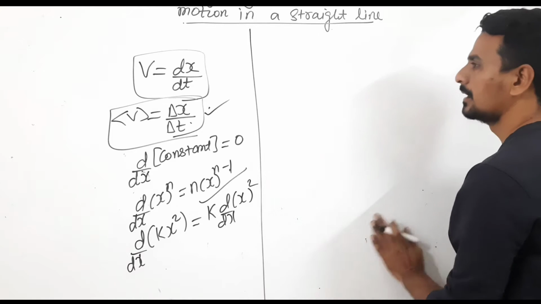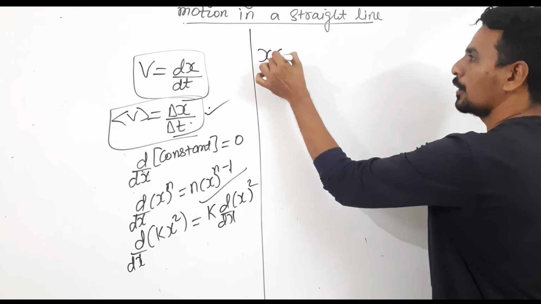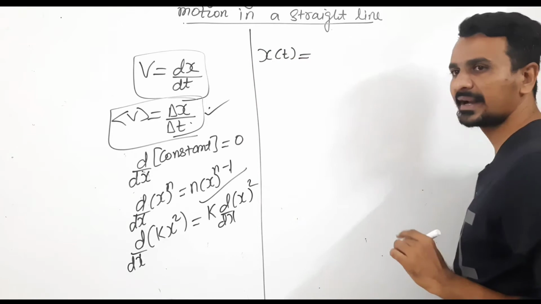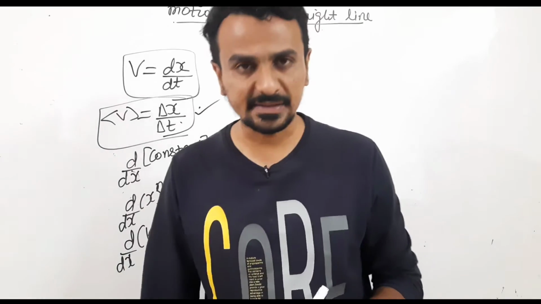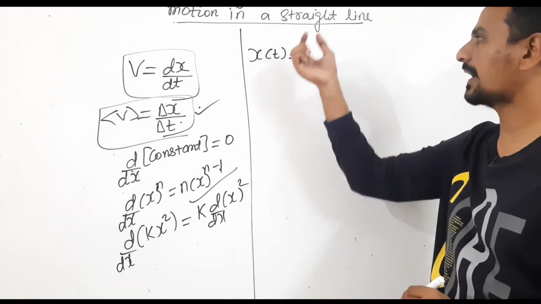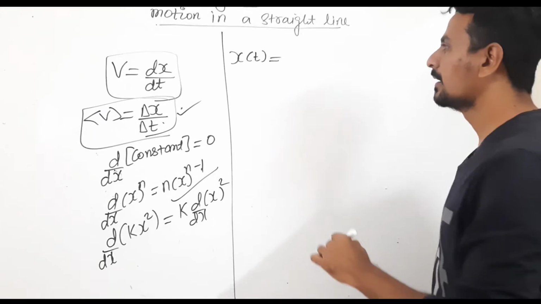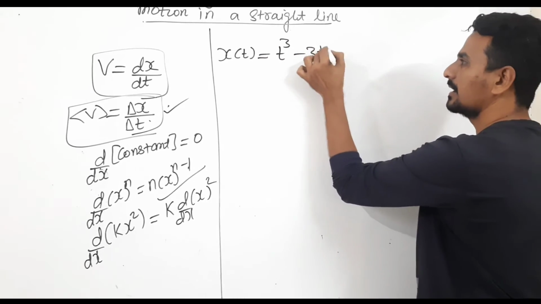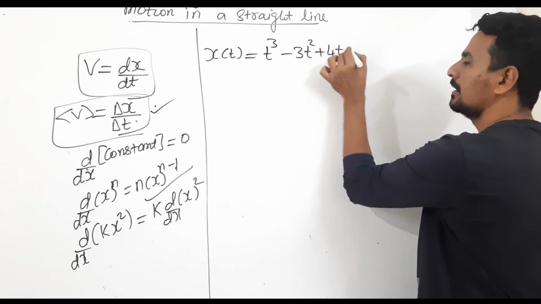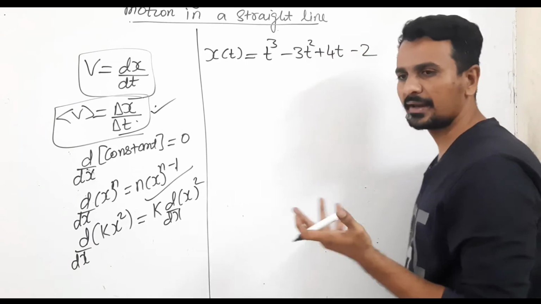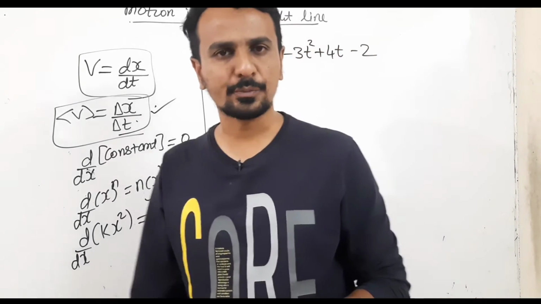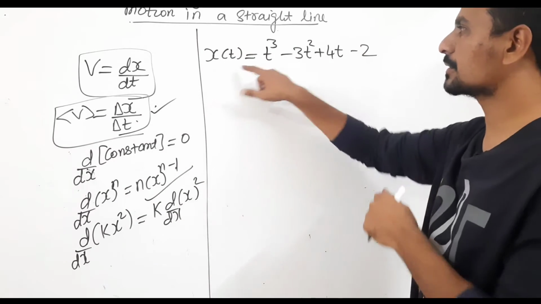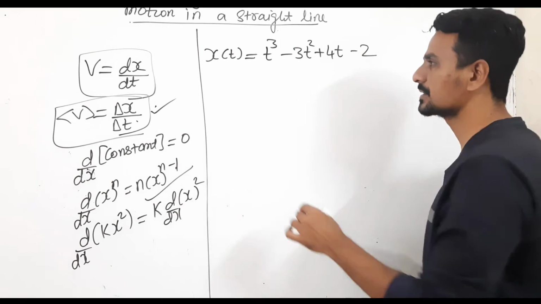Suppose the position of an object is given as a function of time. Make it clear, this is not written as x into t, this is position as a function of time, x of t. Let us say x of t is given as t cube minus 3t square plus 4t minus 2. You can take any number, there is no problem, right? So the position of the object which depends on time is given according to this equation.